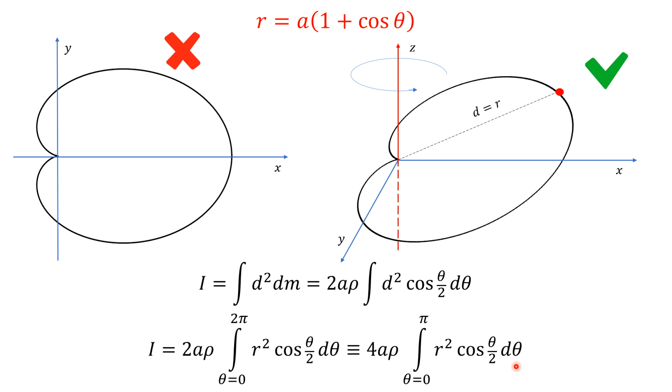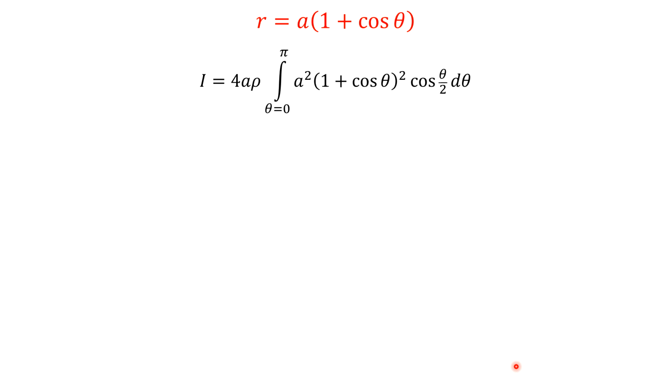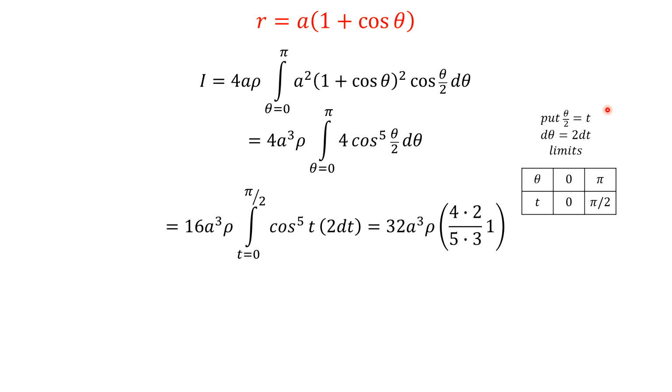Now let us calculate this. It is equal to 4aρ, θ varying from 0 to π, a²(1 + cos θ)² cos(θ/2) dθ. Now here we will use the substitution for θ/2. So put θ/2 equal to t, dθ will be 2 dt, and the limits of t will be 0 to π/2. So we get the term 16a³ρ integration of t varying from 0 to π/2 of cos⁵t · 2 dt. Now for this integration we can apply the reduction formula.